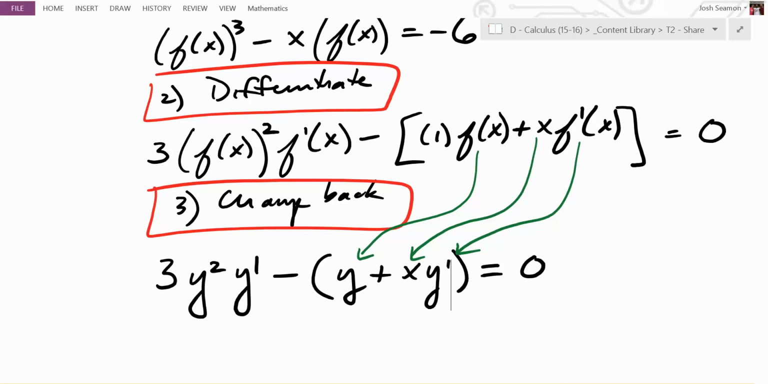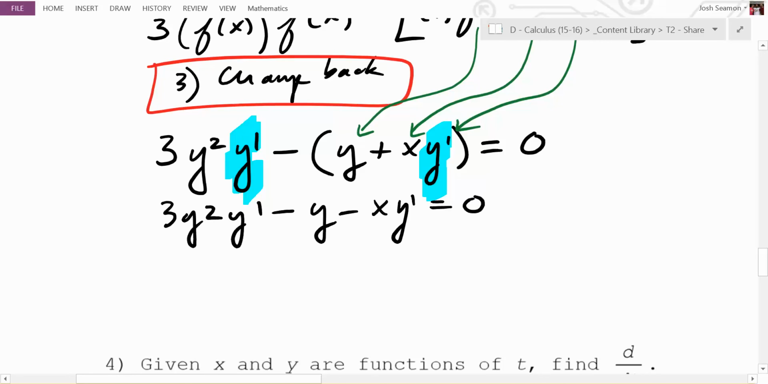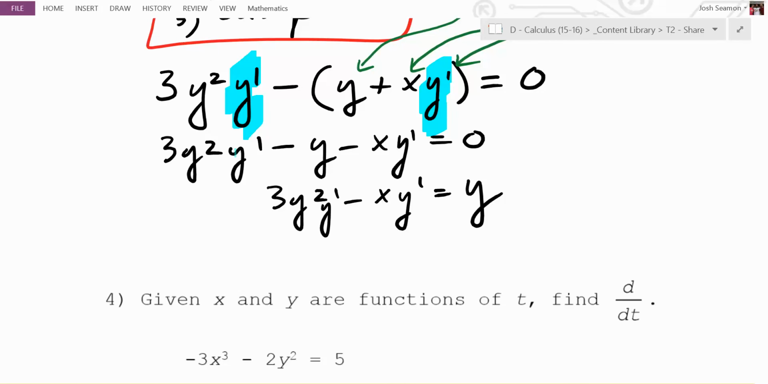What do we isolate now? We isolate y prime. So we have to distribute first. We have 3y squared y prime minus y minus xy prime equals 0. What do we add to both sides? We add y, yeah. What do we do now if we want to isolate y prime?